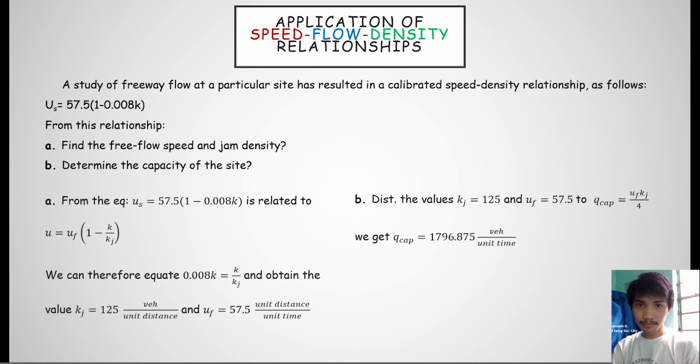A. From the equation, 57.5 times the quantity 1 minus 0.008 times density is related to the speed density formula. We can therefore equate K over Kj, density over jam density, to 0.008 times density. Obtaining that, we get jam density is equal to 125 vehicles per unit distance, and the free flow will be 57.5 unit distance over unit time. At B, substituting the values we obtained from A, we can simply get, using the maximum flow rate, 1796.875 vehicles per unit time.